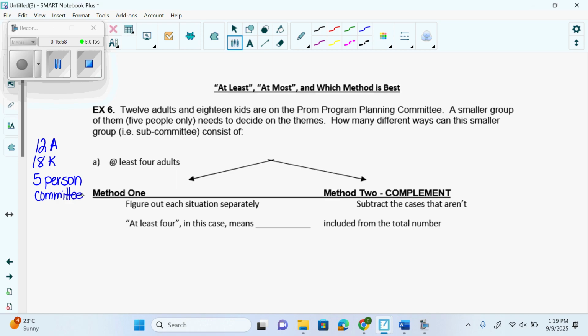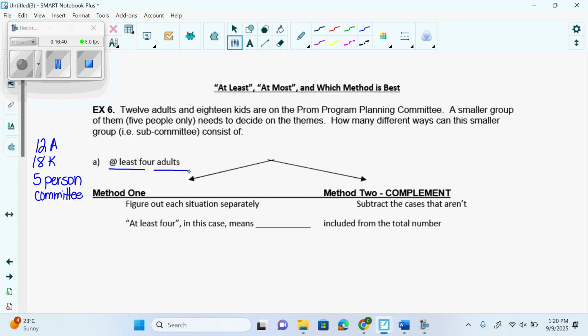Is this a permutation or a combination? It's a combination. Whether you're picked first, second, third, fourth, or fifth, your result is no different. You're on the subcommittee or not, correct? That subcommittee doesn't have jobs. There's nothing special if you're picked first or you're picked fifth. Okay. So we need at least 4 adults. So is that 4 or more or 4 or less? At least 4. 4 or more.